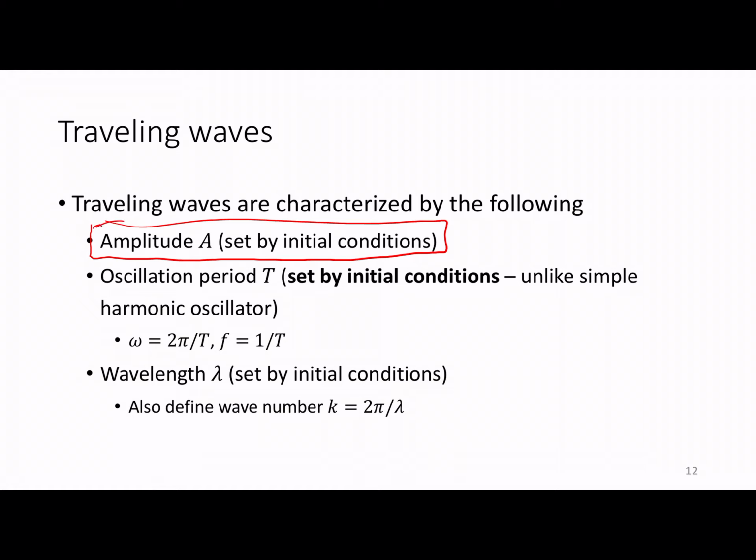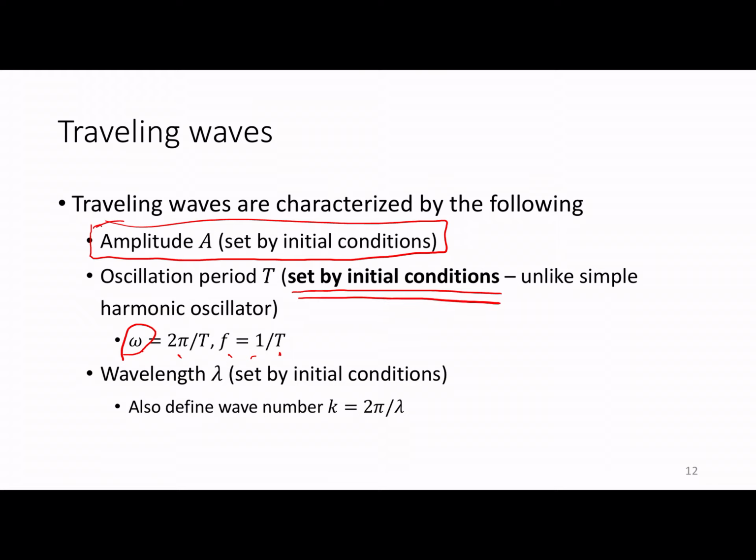And just like a simple harmonic oscillator, that's set by the initial conditions that I have. If I shake it really hard, my amplitude's big. If I shake it not that hard, my amplitude is small. The oscillation period, T, entered into that wave equation. I actually wrote it in the language of omega, but remember omega is 2 pi over T, frequency is 1 over T, so they're all kind of describing the same thing.